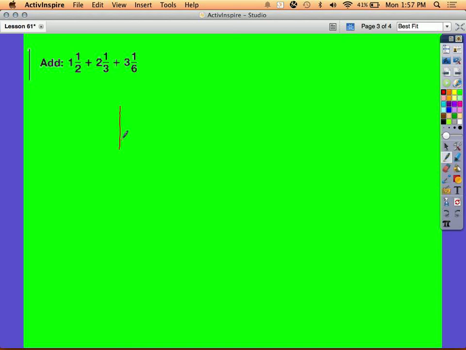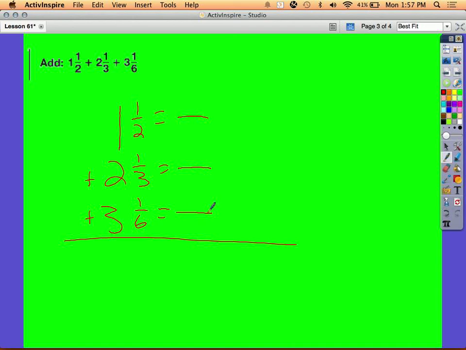Now we have some mixed numbers. So we have 1 and 1/2 plus 2 and 1/3 plus 3 and 1/6. Now you can have both pluses, you can have 1. It's all going to mean the same thing. So first thing I have to deal with is my fractions. I have to get a common denominator. Once again, I look at my biggest one, it's 6. The other 2 both go into it, so I'm going to use 6 as my denominator.